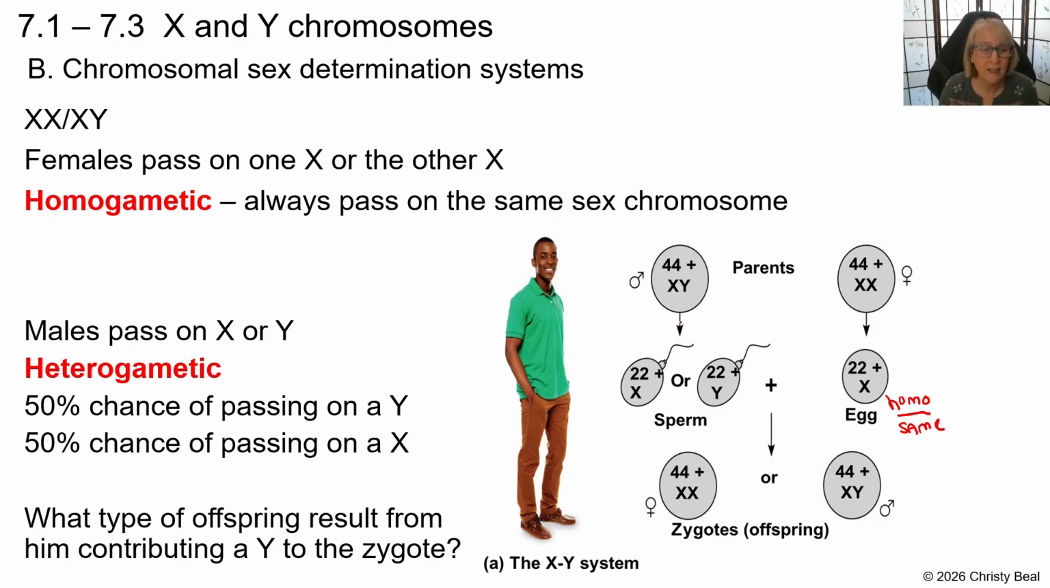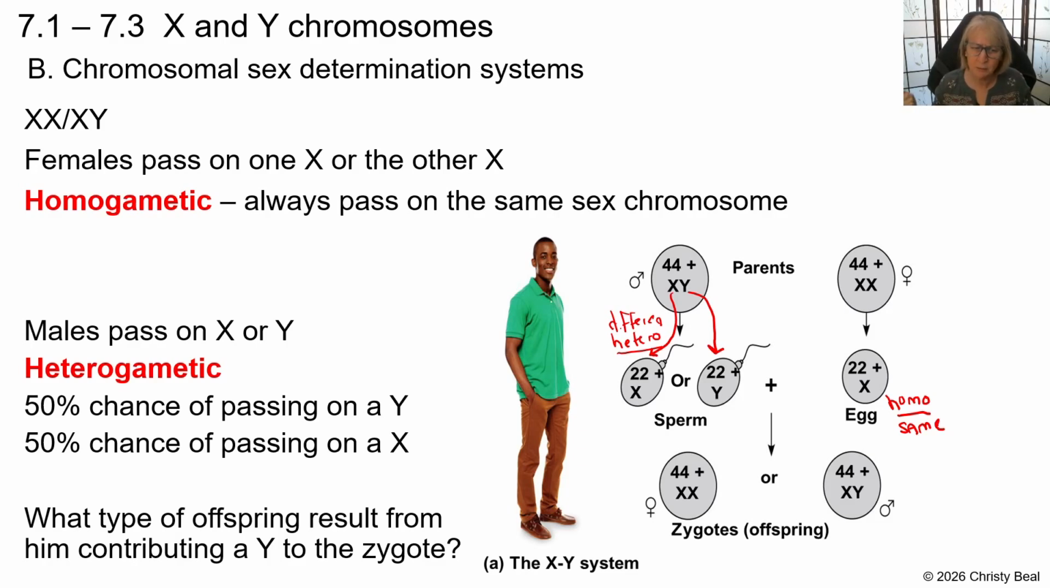If you have a Y, you are heterogametic. Hetero means different. This guy passes on an X 50% of the time, a Y 50% of the time. Y's are actually smaller than X's. We can centrifuge these apart and separate the ones that are carrying X's and the ones that are carrying Y's. His gametes, they're all sperm, but some of them have an X and some of them have a Y. They're heterogametic. They're different kinds of gametes.